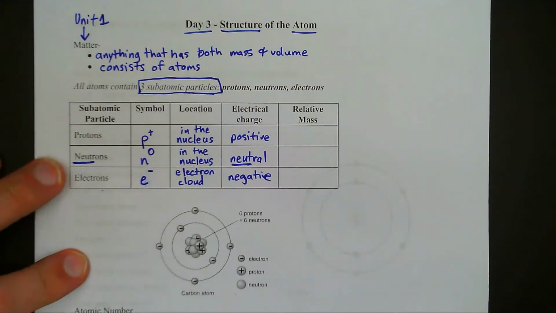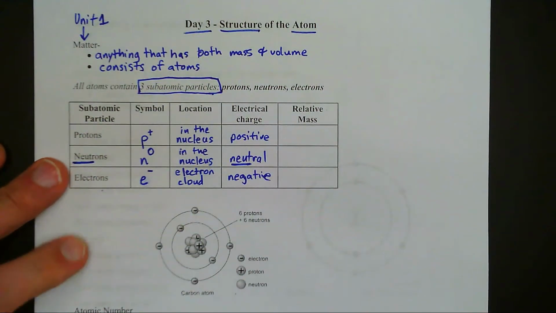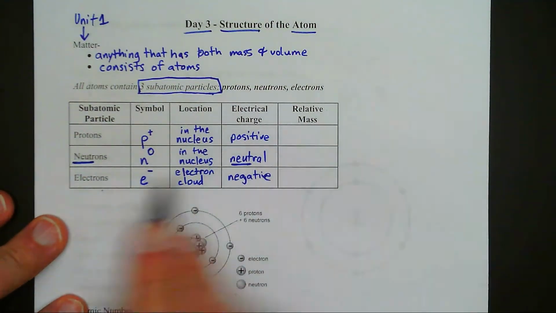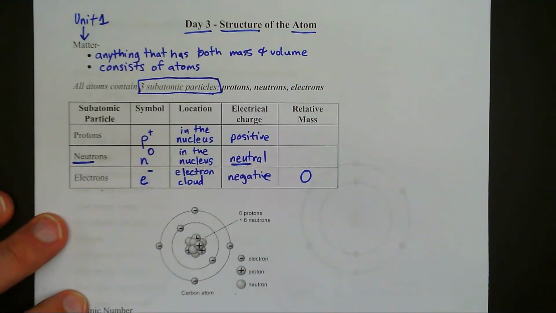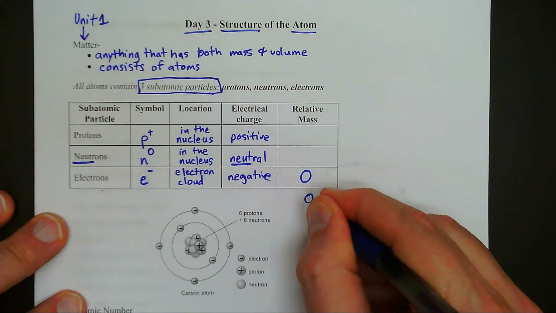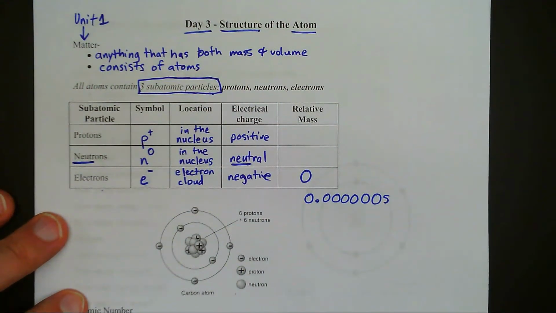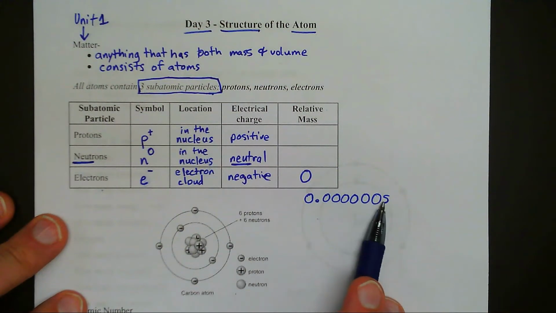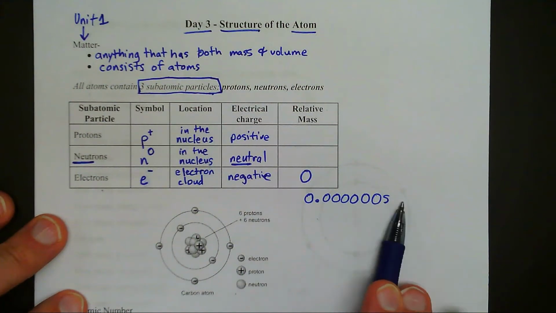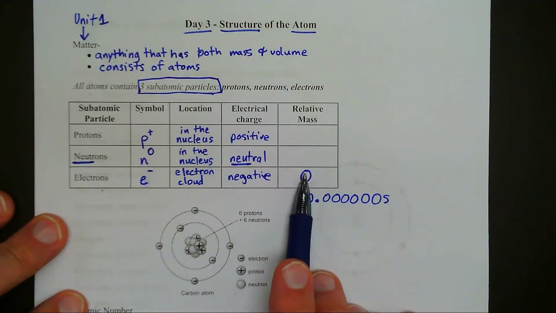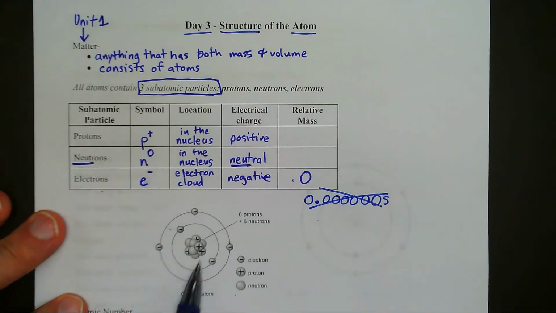Now, for the last part, and this you may not have learned in 8th grade, so this might be new for you, but when we talk about the mass of these subatomic particles, electrons have no mass. Technically, that's their mass, 0.000005. With that only being one sig fig and it being way back here, we're just going to call that 0. So electrons have no mass.